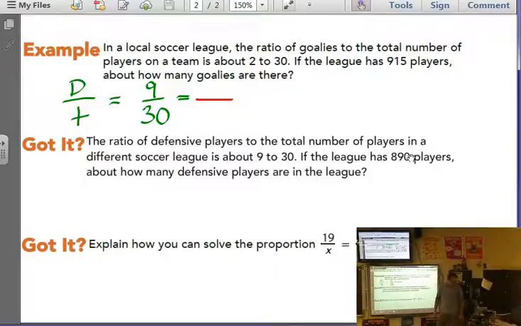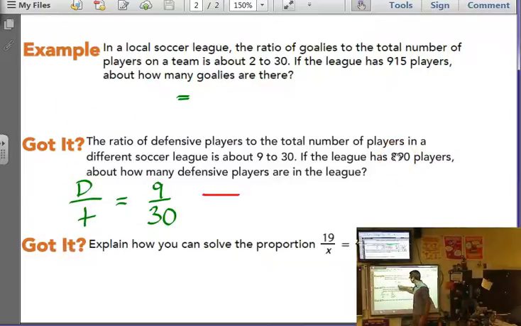All right, so I've set up the ratio that I know, except I set it up in the wrong place.